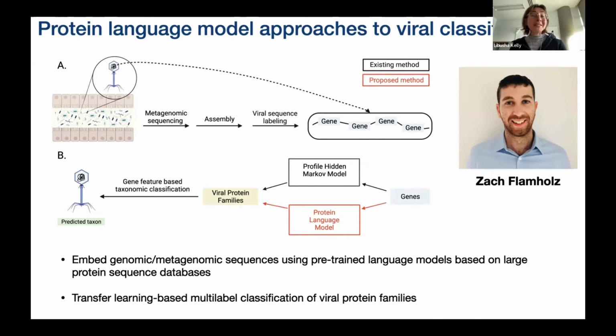And so when Zach came to the lab and said he was interested in doing this work, I was like, knock yourself out, this is never going to work. And I want to tell you some of what he's done that is convincing me that I should probably eat my words.